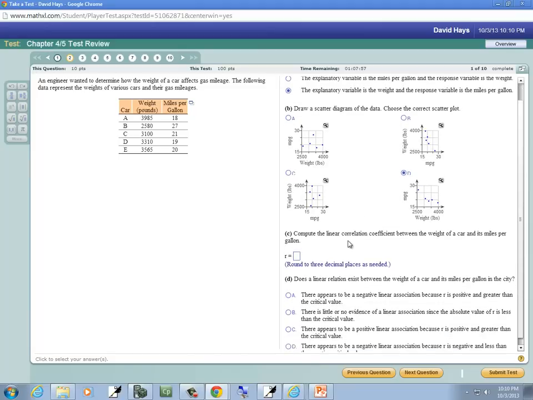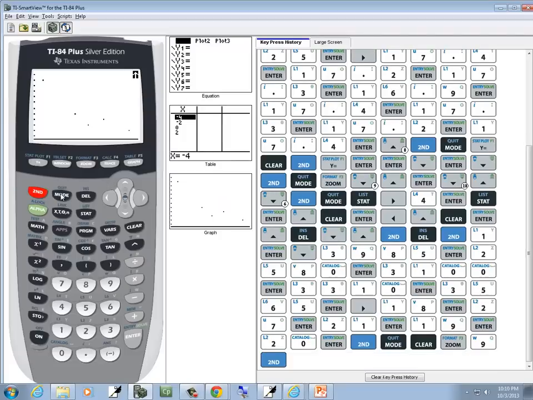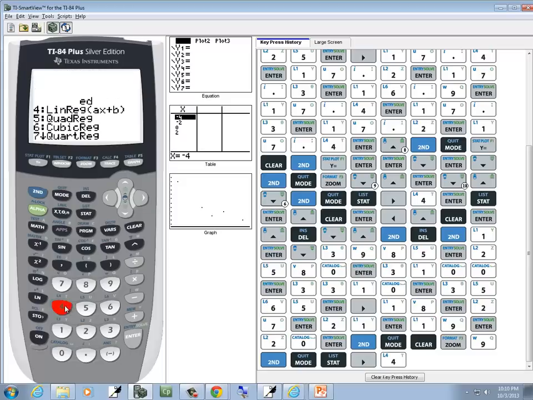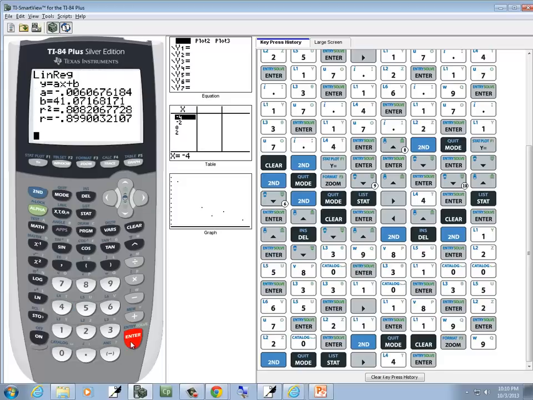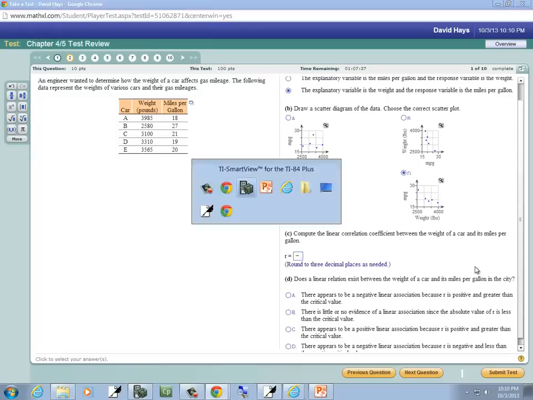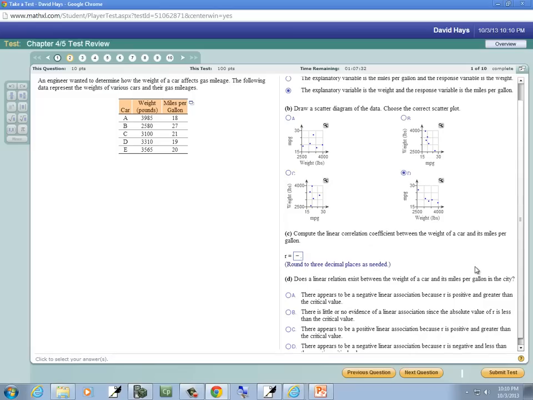Now I want to compute the linear correlation coefficient. So I'm going to exit out, do second mode. I'll press stat, and then I'm going to choose calc, and I'm going to choose the fourth one. So I'll press 4, and then I'll press enter. R is negative 0.899, to three decimal places. Okay. Does a linear relation exist?